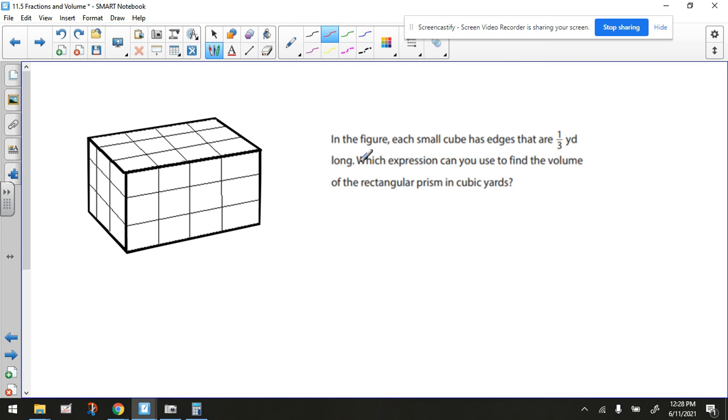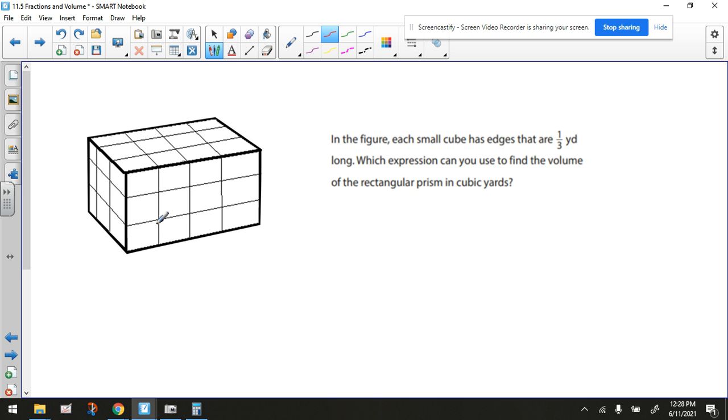Everybody, Misty Trick here, explaining how to write expressions when you have cubes that are not full unit cubes. So we'll look at this example, and it says which expression, but instead of choosing expressions, we're actually going to write an expression. It says, in the figure, each small cube has edges that are a third yard long. Which expression can be used to find the volume of a rectangular prism in cubic yards? Instead of choosing one, we're going to write one.